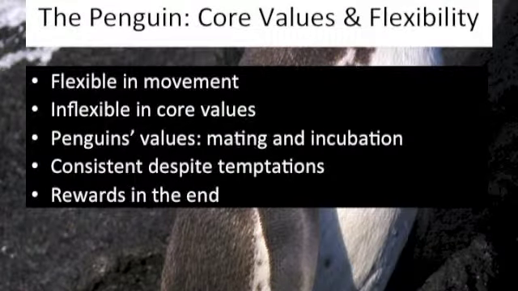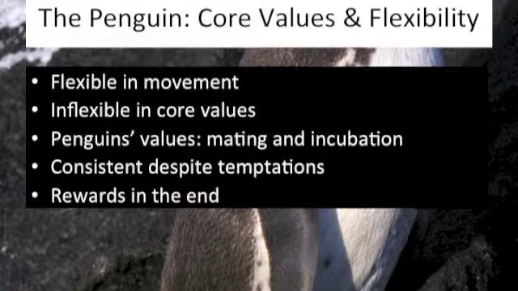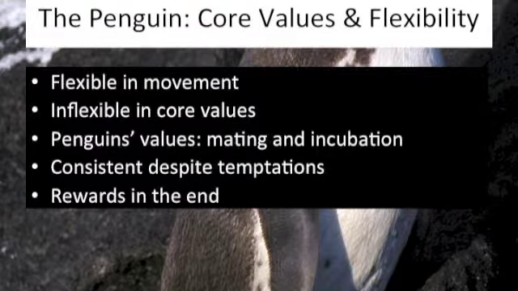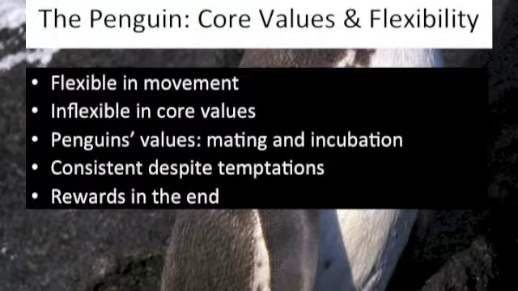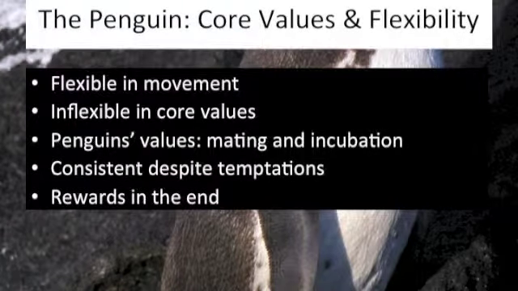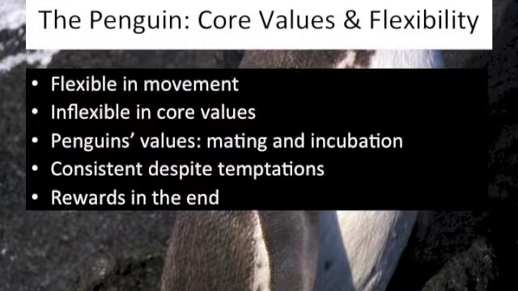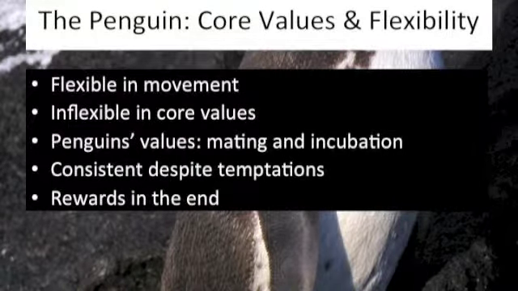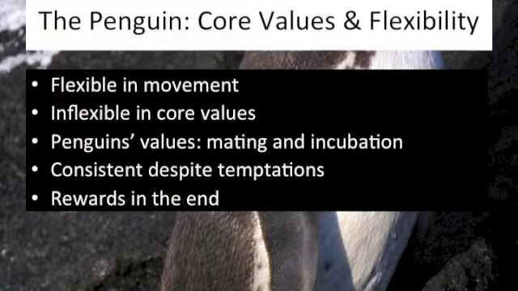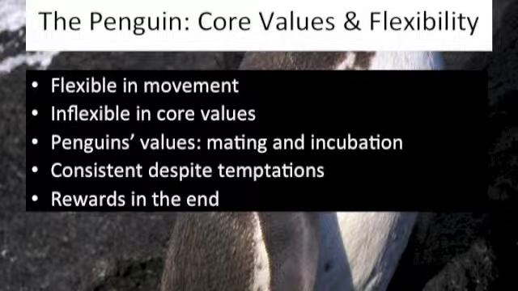Next, we will observe the penguin as the model of core values and flexibility. Penguins are flexible when they need to be. They can move quickly on land and in water, and they are not thrown off by a lack of landmarks when navigating. However, there are some ways in which penguins are inflexible. They mate for life, and most penguins share the task of incubating their eggs with their mate. They hold to these core values despite temptations like leaving the egg to seek warmth or finding another mate. However, they see rewards in the end, such as a healthy baby penguin.